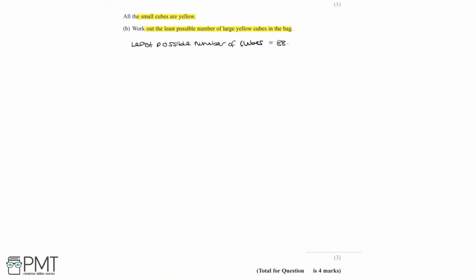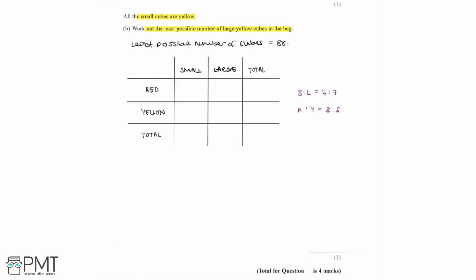Now we can use a two-way table to represent the information given to us. We know the total number of cubes in the bag, and we have the ratios between the number of small cubes and large cubes, and the number of red cubes to yellow cubes. Now let's work out some values before we can fill in our table. The ratio of the number of small cubes to the number of large cubes is equal to 4 to 7, and so the fraction of small cubes would be equal to 4 out of 11. And so to find the number of small cubes, we'd multiply this fraction by the total number of cubes. And so we can say that the total number of small cubes is equal to 4/11 multiplied by the total of 88, which gives us an answer of 32.